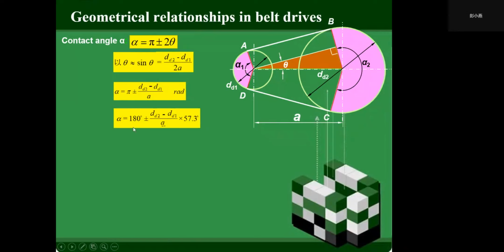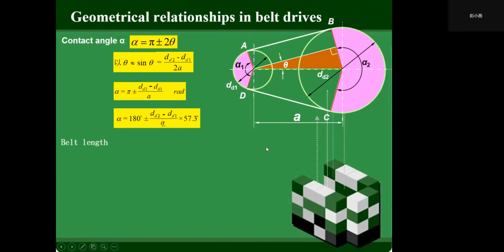And then we can calculate the value of alpha as 180 degrees plus or minus (dd2 minus dd1) divided by a, then times 57.3 degrees to calculate the contact angles alpha 2 and alpha 1.